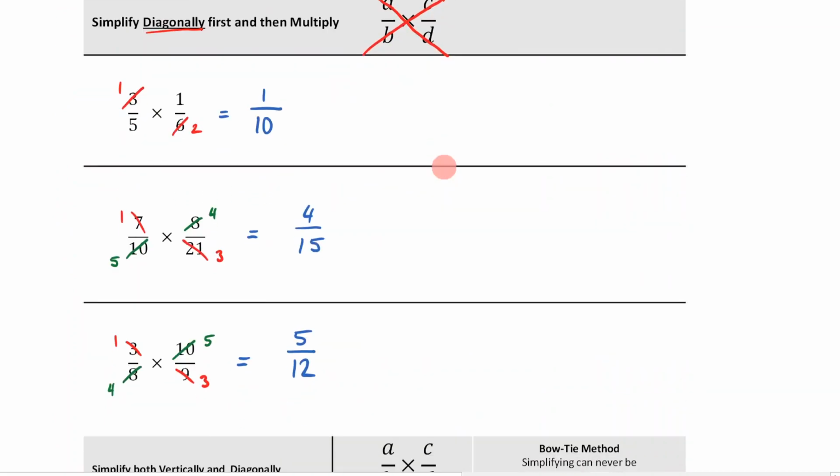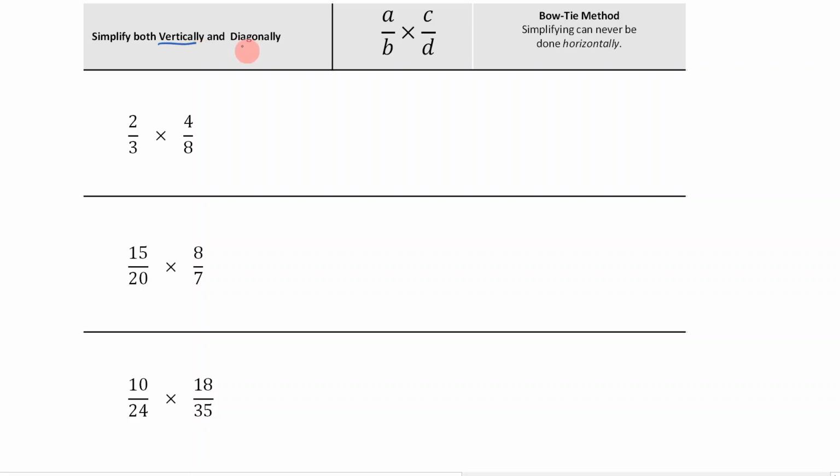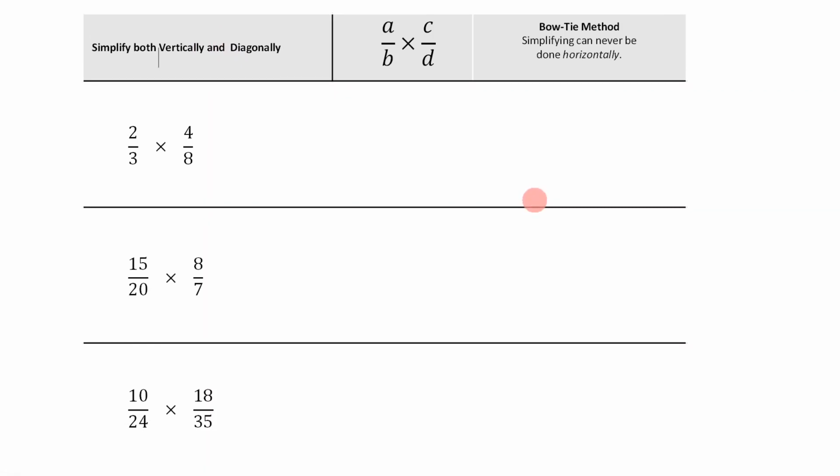Well, guess what we're going to do next? We're going to do them both at the same time. We're going to simplify both vertically and diagonally. And this is the last part of this little video here. So if we were just to draw what we're going to do here, I'm going to simplify vertically and diagonally.